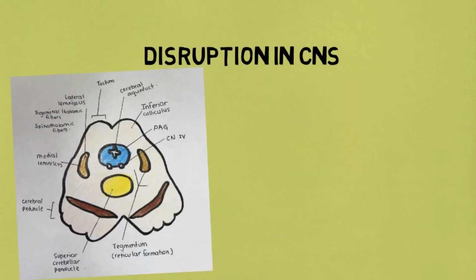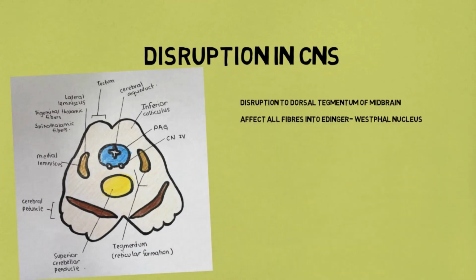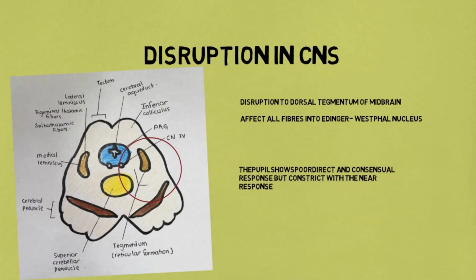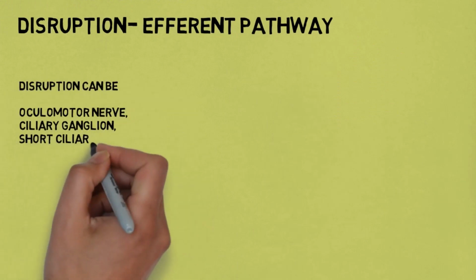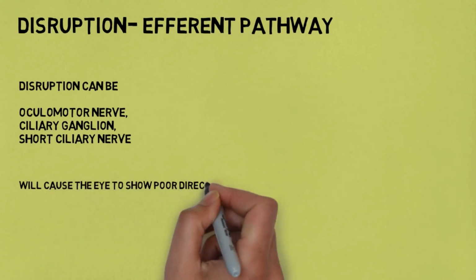The disruption can also occur at the dorsal tegmentum of midbrain that interrupts fibers from pretectal nucleus to oculomotor nucleus and then affects all fibers into the Edinger-Westphal nucleus. Disruption of efferent pathway can cause problems like Adie's tonic pupil, which gives a poor pupillary light response and loss of accommodation.